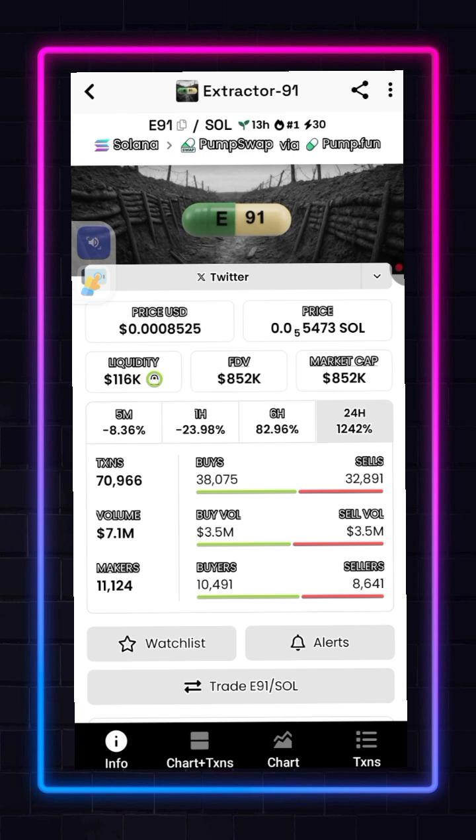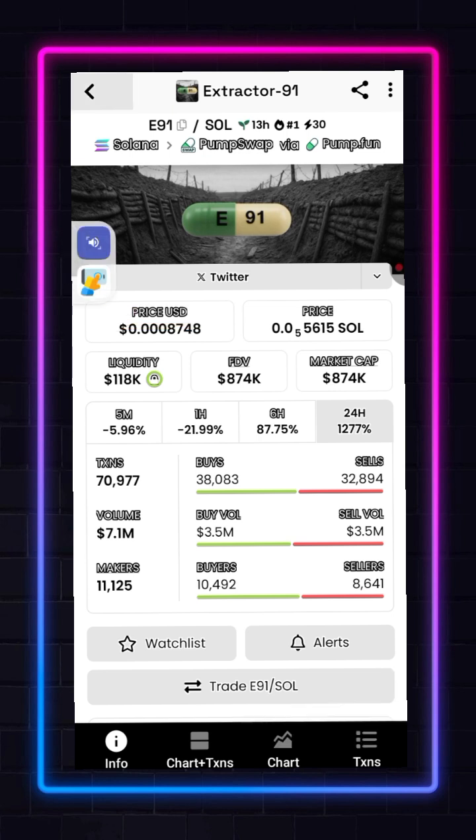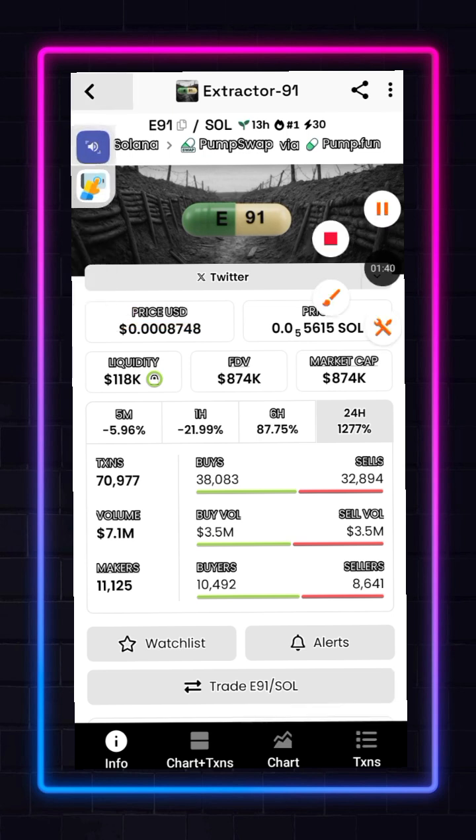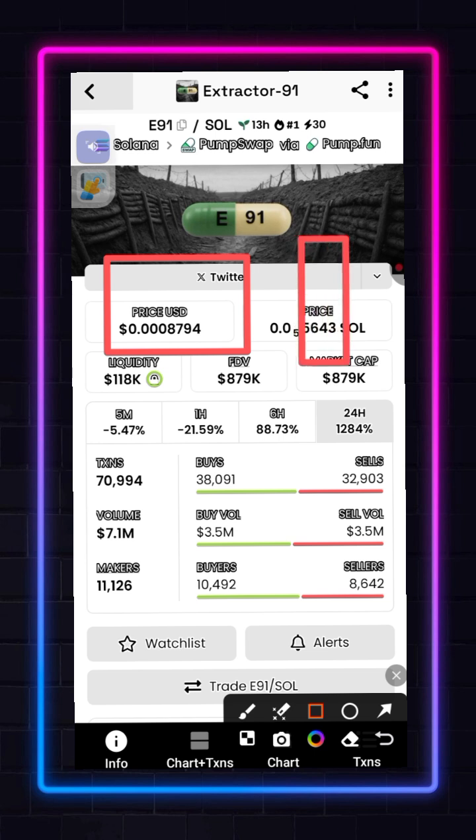This meme coin you're seeing right here, if you check currently on this chart, the first thing you will see is the price. Let me delete this. This is the price of the token currently in the market. This is the price of the token in USDT, and this is the price of the token in Solana. I hope you guys are understanding, right?